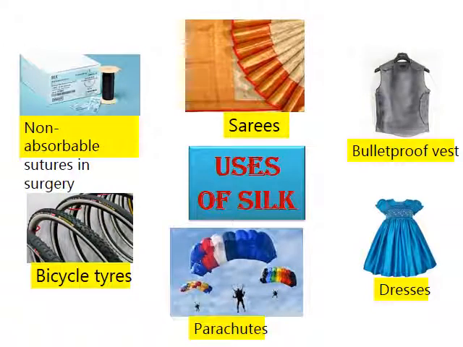Silk fabric is lightweight, lustrous, soft, elastic and highly strong in tensile strength. It keeps warm in winter and cool in summer. Silk is commonly used for making expensive dresses which are worn on special occasions. In India, most of the silk is used in making saris and scarves. In addition to clothing, silk is also used for items such as parachutes, bicycle tires, bulletproof vests and non-absorbable sutures in surgery.